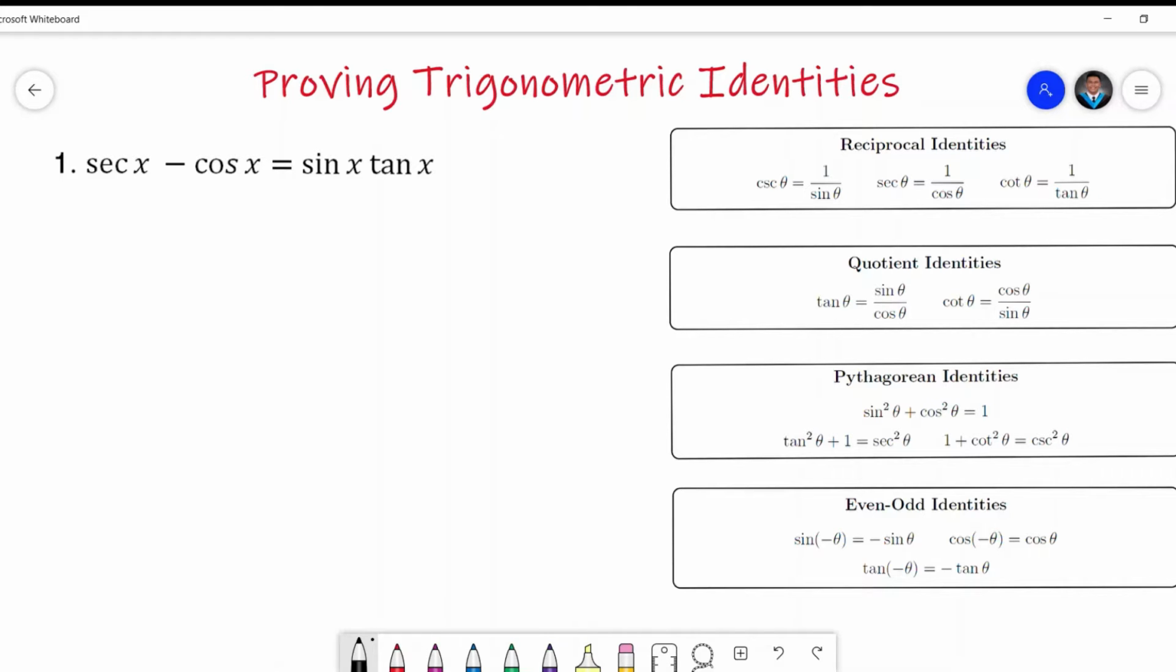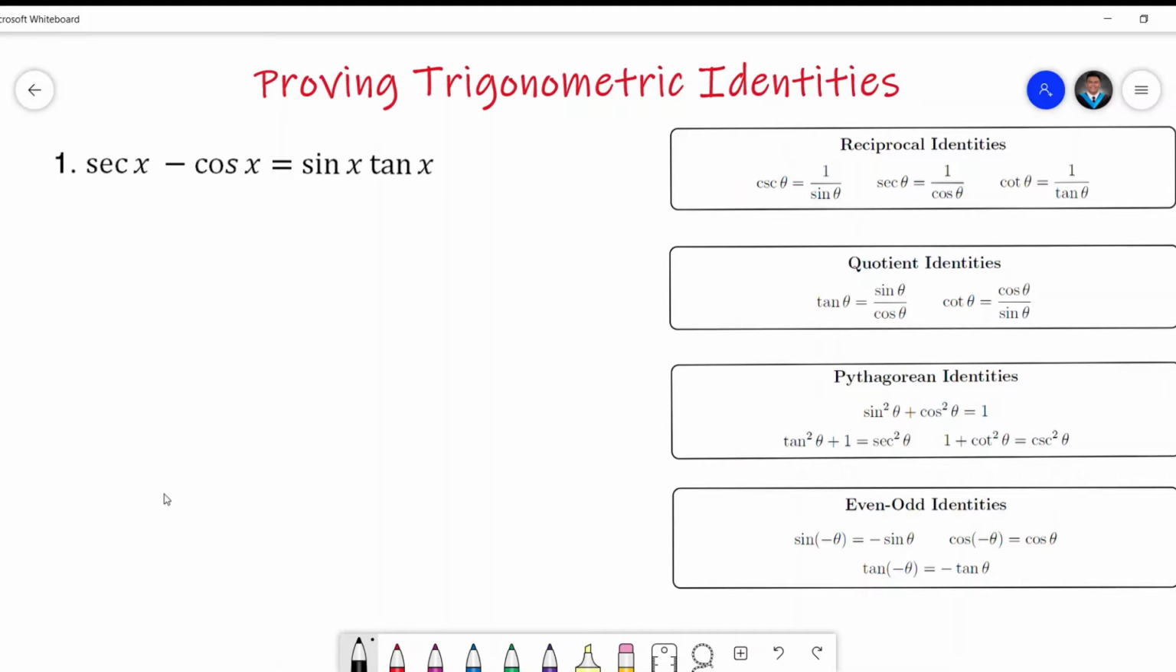For today's video, we are going to learn kung paano mag-prove ng trigonometric identities. Now, para sa ating first example, dito we are going to prove that the left side equation, which is secant x minus cosine x, is equal to the right side equation, sine x times tangent x.